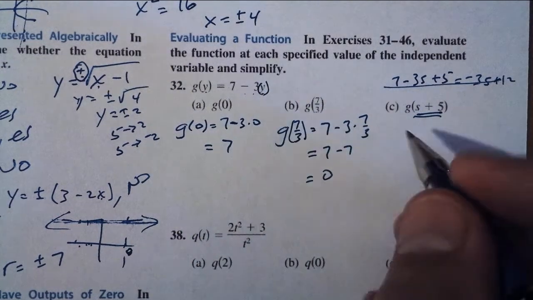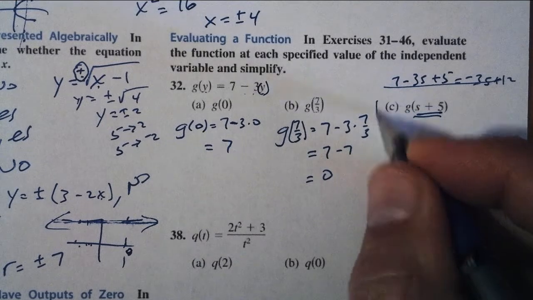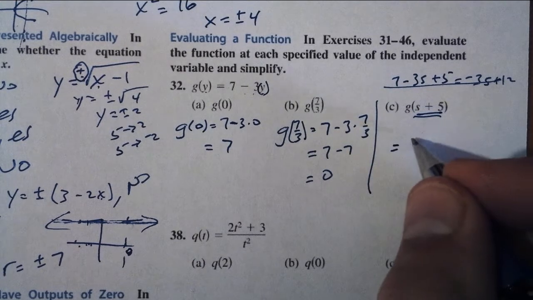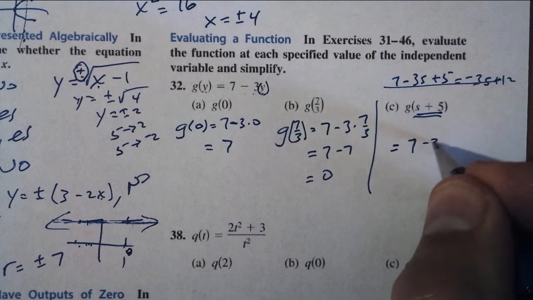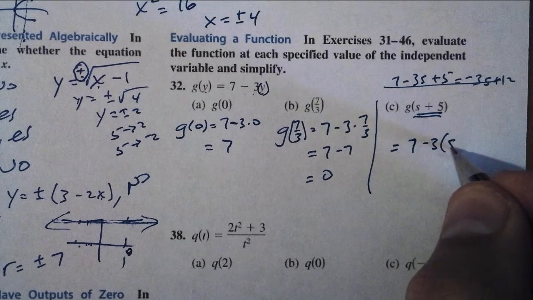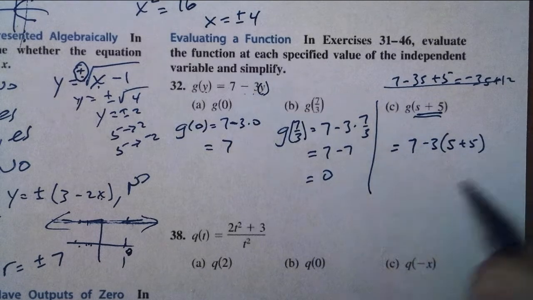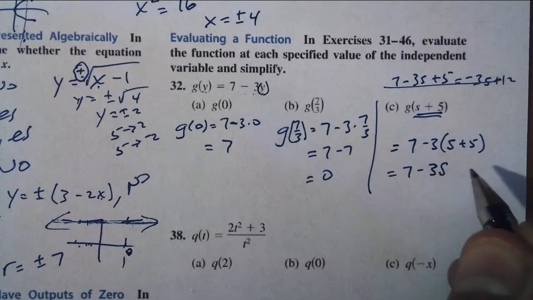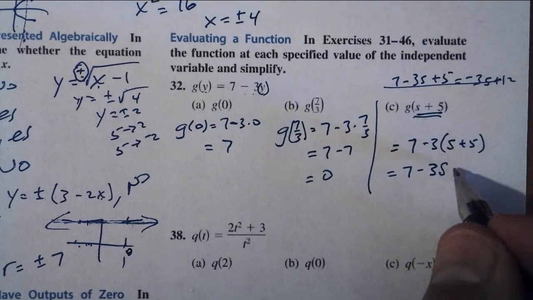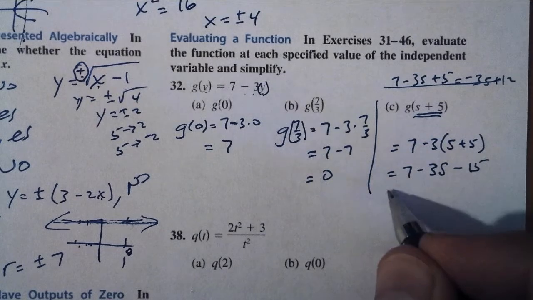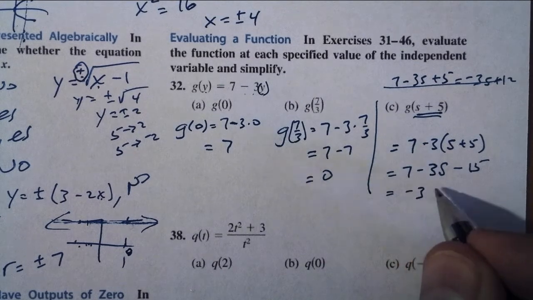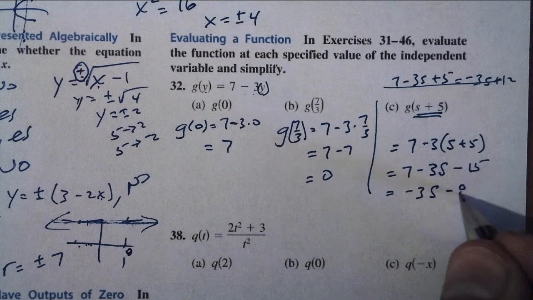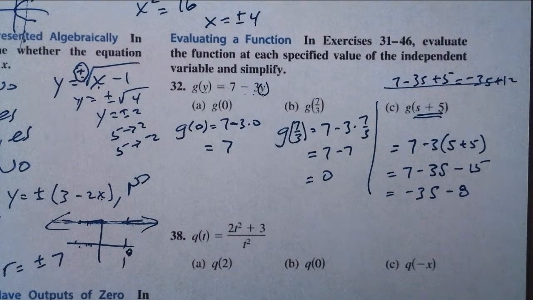But this is just the thing, and G is a factory that puts things right there. So G of s plus 5 equals 7 minus 3 times the thing, and the thing is s plus 5. So I get 7 minus 3s, minus times plus minus, 3 times 5, 15, and we end up with negative 3s. Combine the 7 minus 15, minus 8.